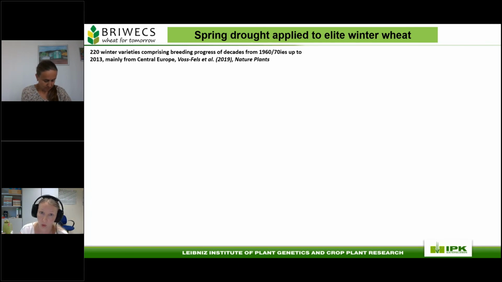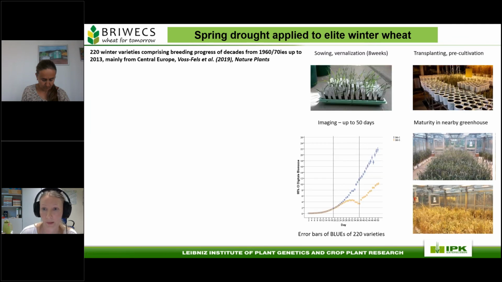We then moved on to winter wheat, which is a different panel. It's also comprising the breeding progress in 220 winter wheat varieties, however, of more recent origin. So the earliest or the oldest ones are from the 1960s, 70s, and they go up to 2013, when the Brevex project basically was written. And they are mainly from Central Europe, so relevant breeding germplasm. And the breeding progress with all the field experiments was published in 2019 here by Voss-Fels et al.